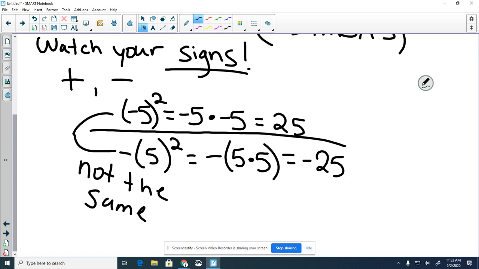You have to make sure to do the problem correctly and how it wants you to do it. If it wants you to do negative 5, the whole thing squared, then this is what you're going to do. If you're just squaring 5 and then making the final answer negative, you're going to do this bottom one. Okay?